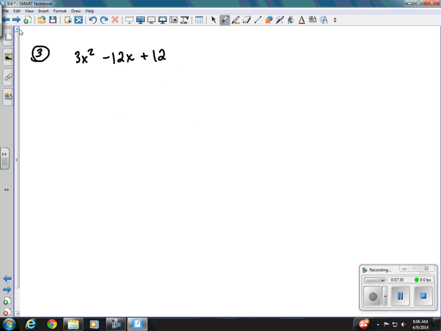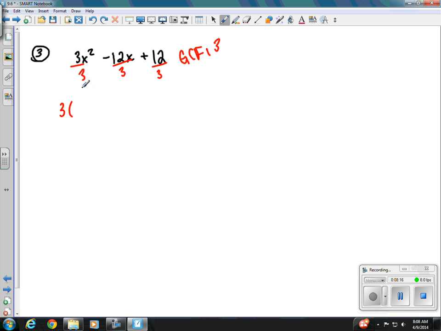And our last example has 3x squared. So we have 3x squared minus 12x plus 12. If you all remember from our last example, the very first thing we have to check for is our GCF. So we check 3. Can 3 go into 12 evenly? Yes, it can. And then we try 3. Can it go into 12 evenly? Yes, it can. So I have a GCF of 3. They don't have any variables in common, so I just take out my GCF of 3.